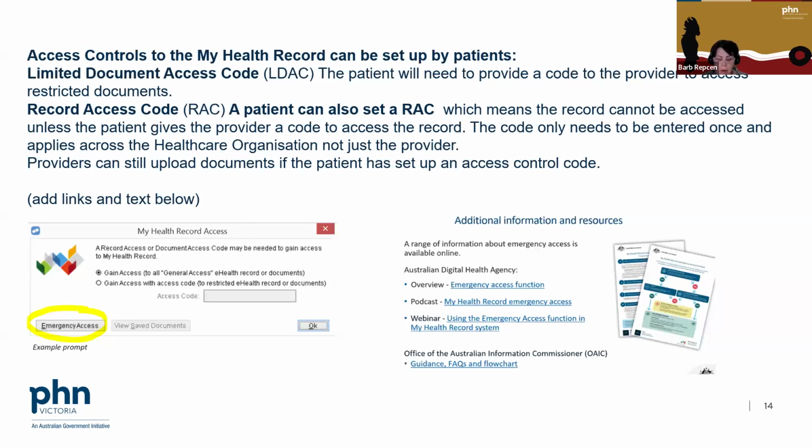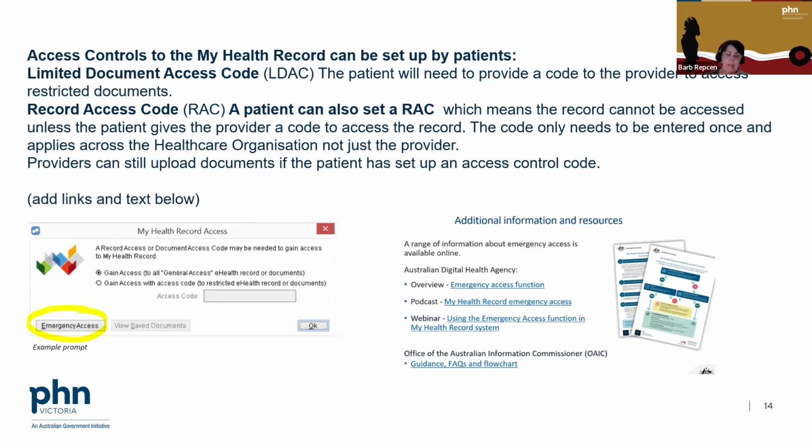Patients can set up their own controls in their My Health Record, including a limited document access code, which the patient will provide to the provider to access documents that the patients have restricted access to, and also a record access code, which means the patient needs to provide a code to the provider for the provider to be able to access the My Health Record. The code only needs to be entered once, and it actually applies across the whole of the healthcare organisation.